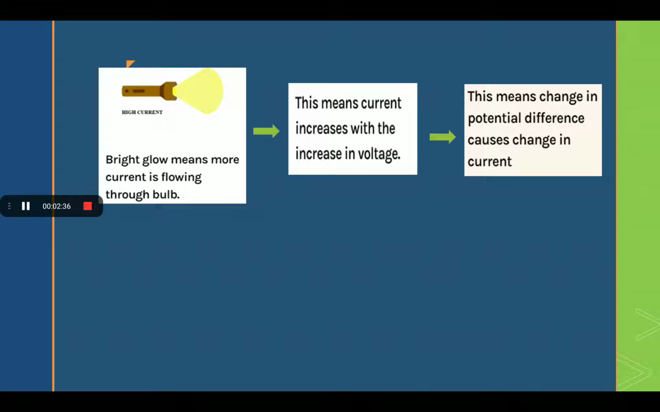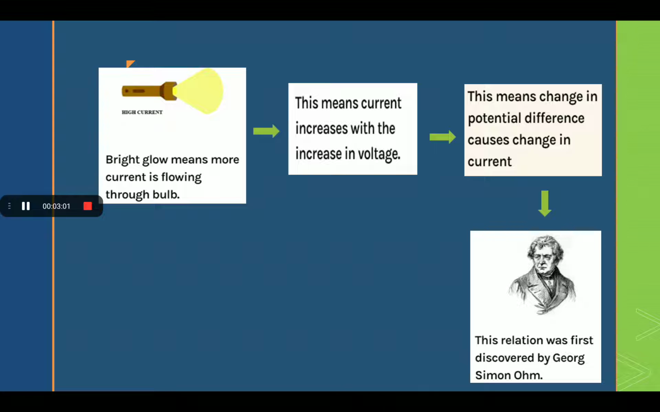Now, we know that another name for voltage is potential difference. That means when the potential difference changes, the current also changes. When the potential difference increases, the current increases. When the potential difference decreases, the amount of current is low. This law was first discovered by the German physicist Georg Simon Ohm, so in his honor, it is named Ohm's law.